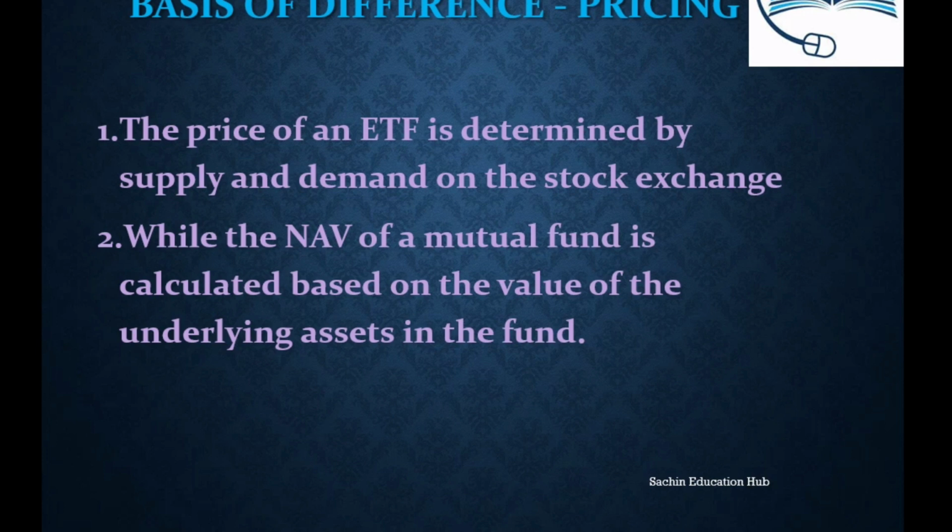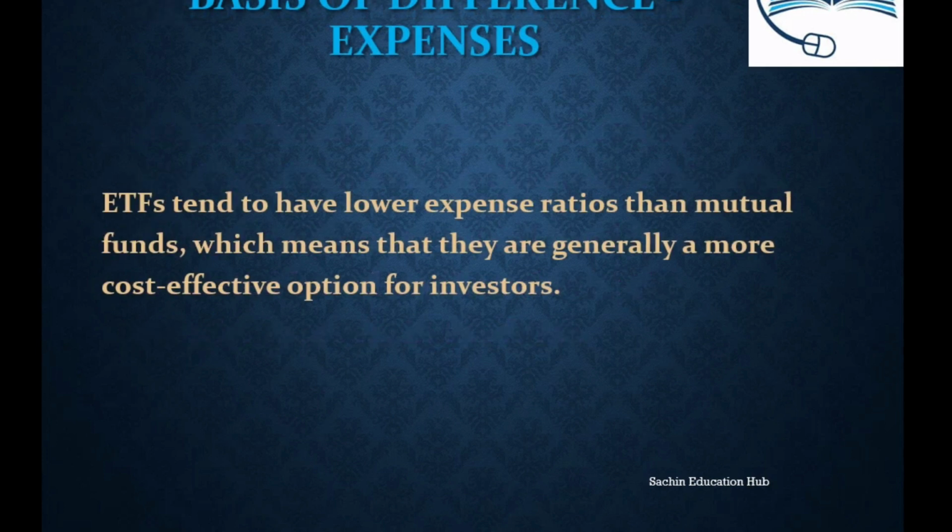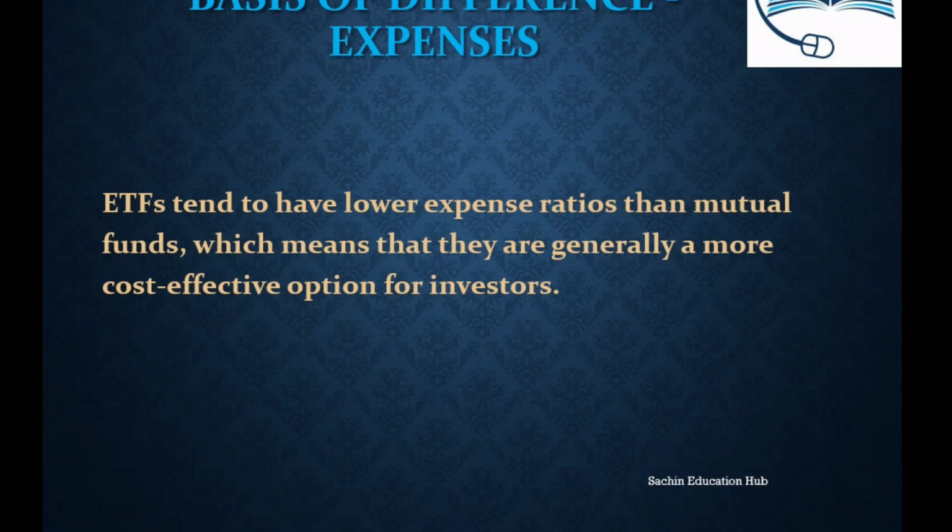Similarly, let's go to expenses. If we talk about the difference between these two terms on the basis of expenses, then an ETF has a much lower expense ratio than a mutual fund. Why? The simple reason is that mutual funds do not provide more cost effective options, but cost effective options are provided by ETFs. Is the cost effective option provided by ETFs sufficient for the lower expense ratio?